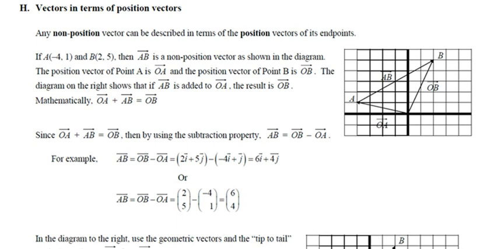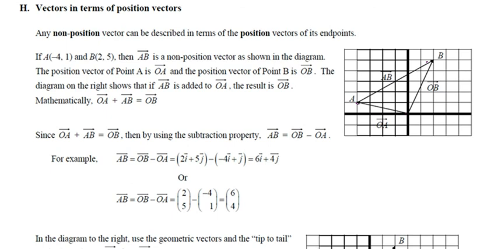The diagram on the right shows that if you add AB and OA, the result is OB. So if AB is added to OA, so if you go OA and then add AB, you end up with OB, right? Mathematically, we say OA plus AB is equal to OB, right? Tip to tail, right? So OA plus AB, the result is OB.